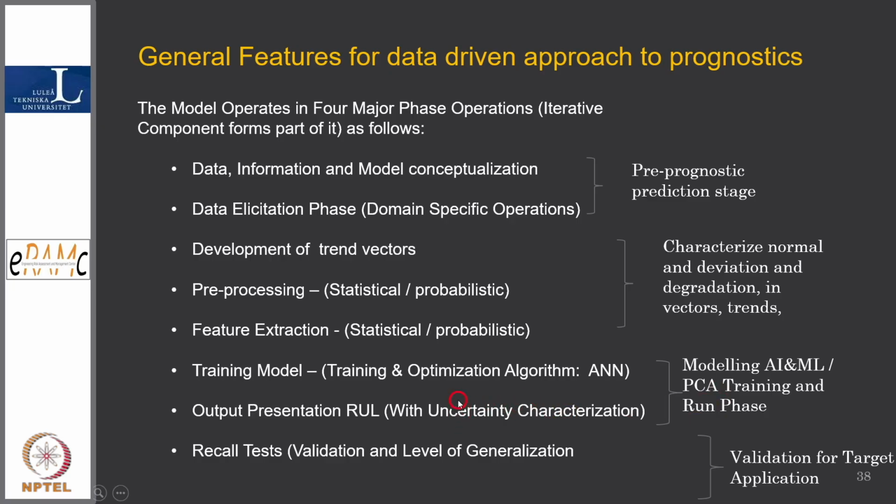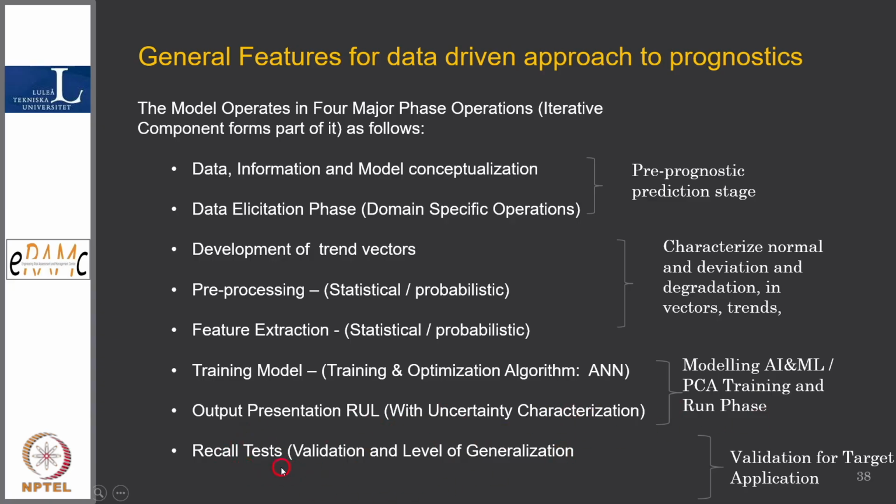So now the data is there, the model is there, and training starts: modeling, AI, ML, PCA, principal component analysis, any one of the methods. Training goes on, and then output presentation. Our objective in PHM is remaining useful life with uncertainty. We have done training for each vector and all. Now we use some unknown data.